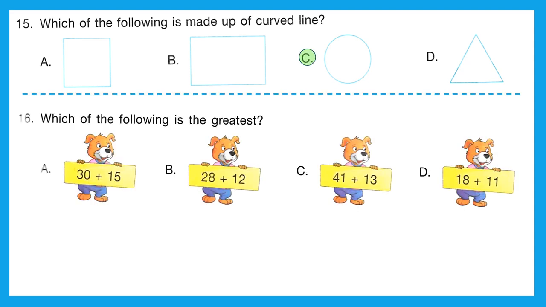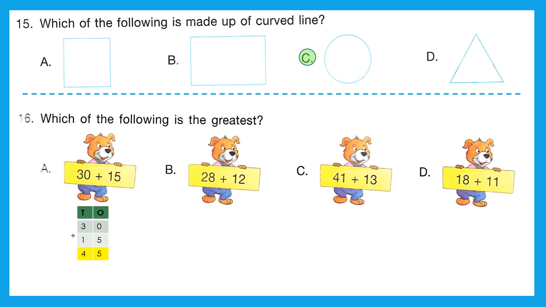Question 16. Which of the following is the greatest? Greatest means the largest number. But before that, we have to add both the numbers in each option and then see the total. And then only we can find out which is the greatest number out of A, B, C and D.